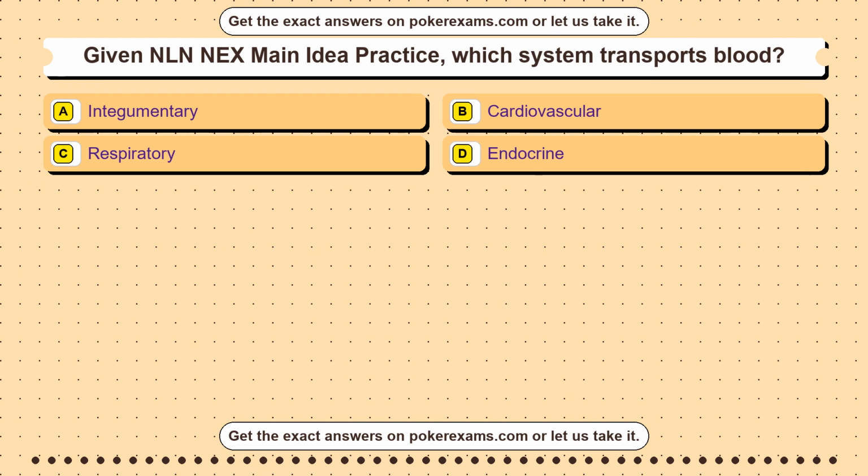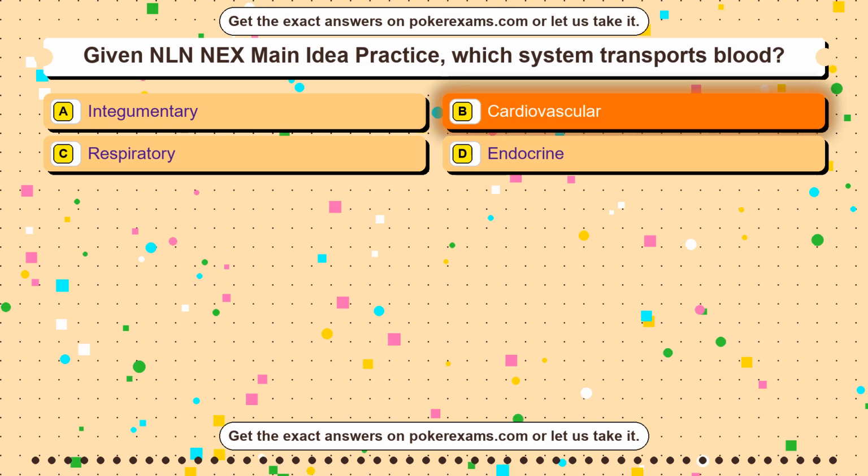Question 8. Given Get History practice test, which amendment protects freedom of speech? Option A, 10th Amendment. Option B, First Amendment. Option C, Second Amendment. Option D, 5th Amendment. The correct answer is option B.